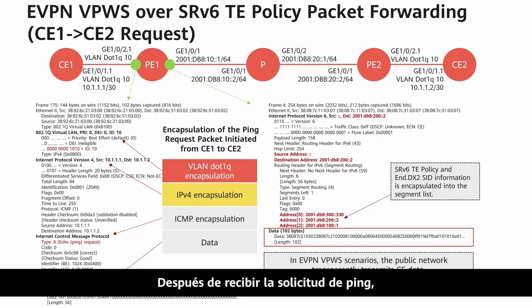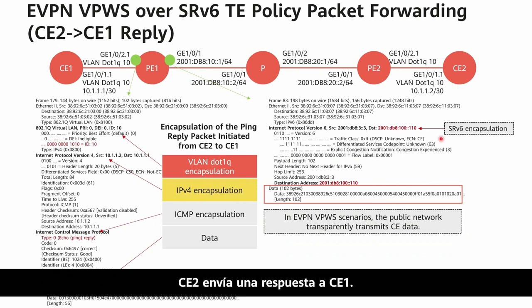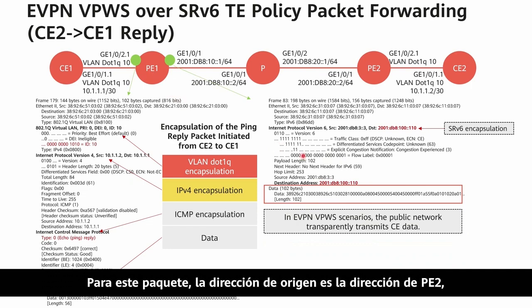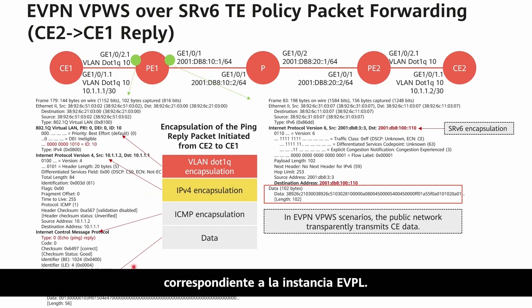After receiving the ping request, CE2 sends a reply to CE1. Now let's look at the format of the packet that is sent by CE2 and reaches P1 through P2. For this packet, the source address is the address of P2, and the destination address is the End.DX2 SID configured on P1. The highlighted data is still transparently transmitted. P1 then forwards the packet over the AC connection corresponding to the EVPL instance.